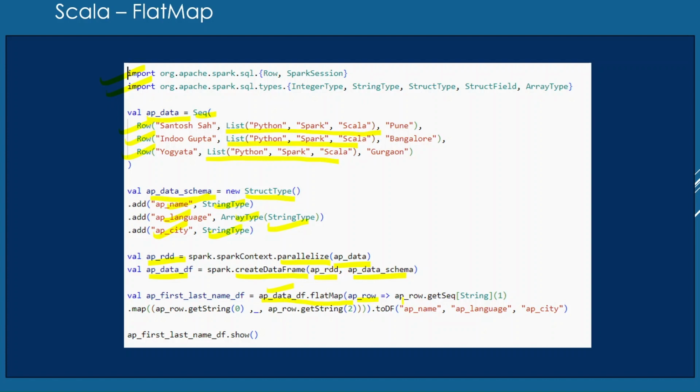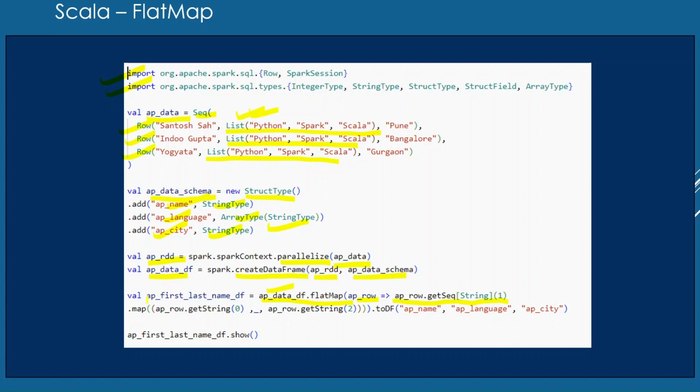Which row are we getting? This is the row of a data frame, we can say. So how has the row been created? The row has been created with the help of a Row object. Here we are saying row.getSeq, and which sequence is present at number 1 it will fetch. The index starts from 0, so if it says get the sequence of string number 1, it will fetch this one.